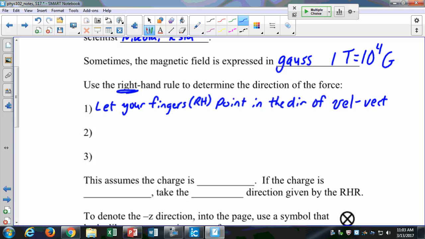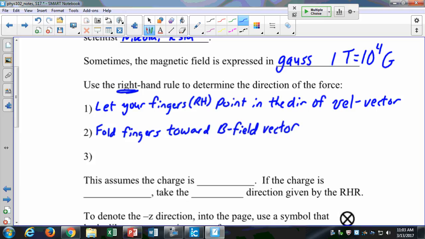Then you fold your fingers toward the magnetic field vector. And your thumb gives the direction of the force.